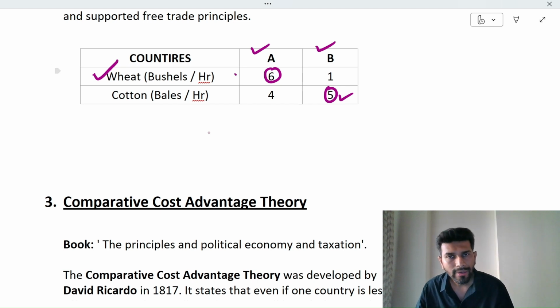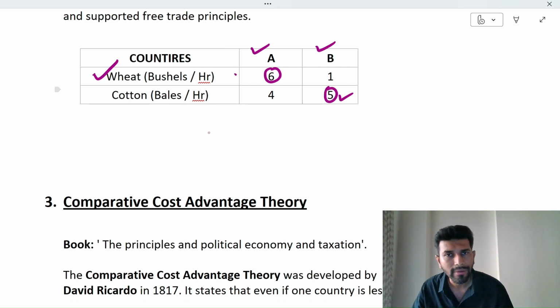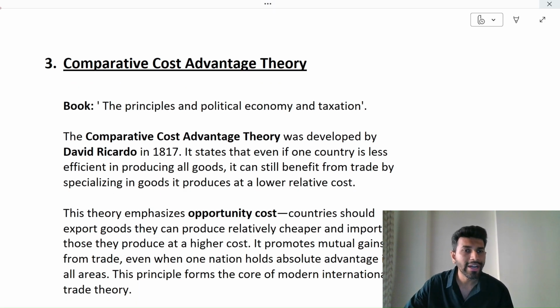In this theory, we have taken an example where two different countries and two different commodities are there, and both countries are efficient in producing different commodities. Country A is expert in producing wheat, country B is expert in producing cotton. But what if one country has an absolute advantage in producing both commodities? The solution is given by David Ricardo in his Comparative Cost Advantage Theory.